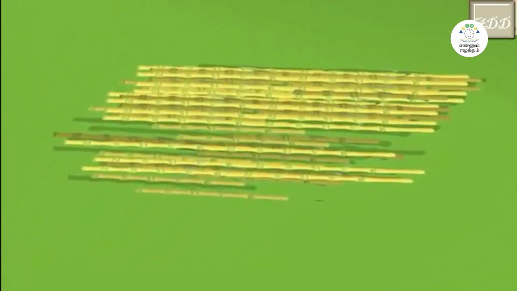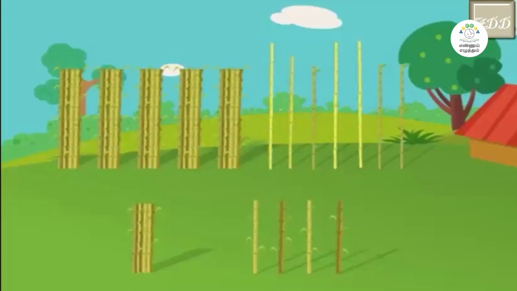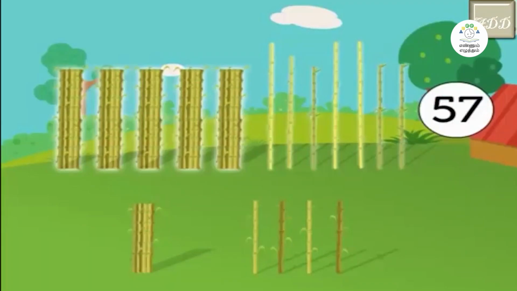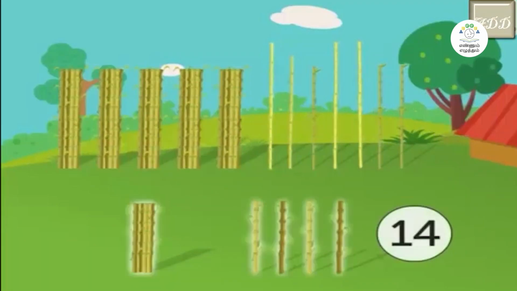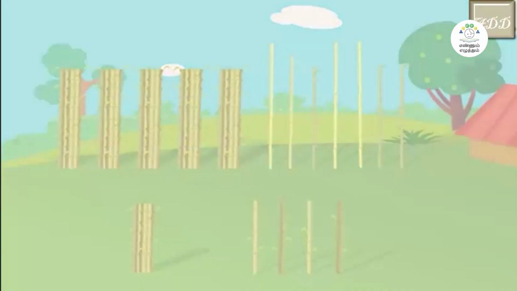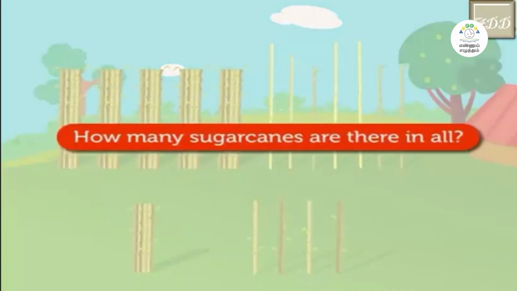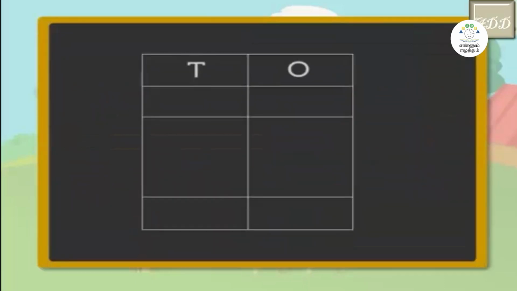Look at the juicy sugar canes. Some are big and some are small. There are 57 big sugar canes and 14 small sugar canes. Let's see, how many sugar canes are there in all? Here we have to add 57 and 14 to find out the number of sugar canes.